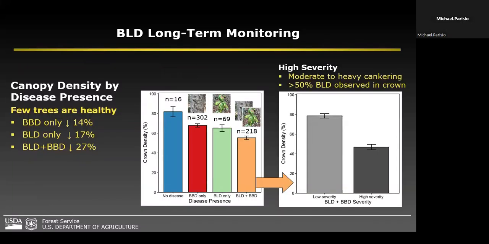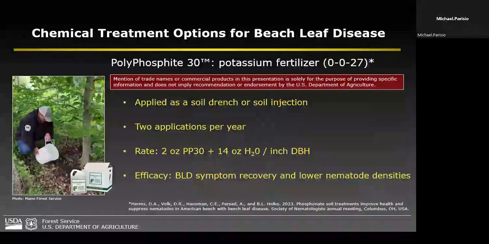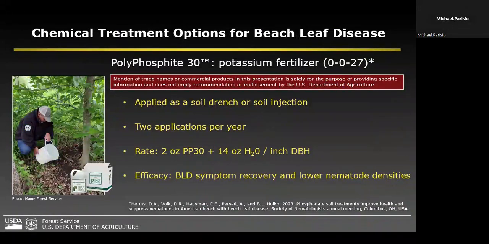One thing I did is you can break this out by relative severity within these classes. We start to see declines on the order of about 40%. So if you wanted to start making predictions about mortality, these are probably the trees that I would keep an eye on. And my last slide is just talking about treatment.